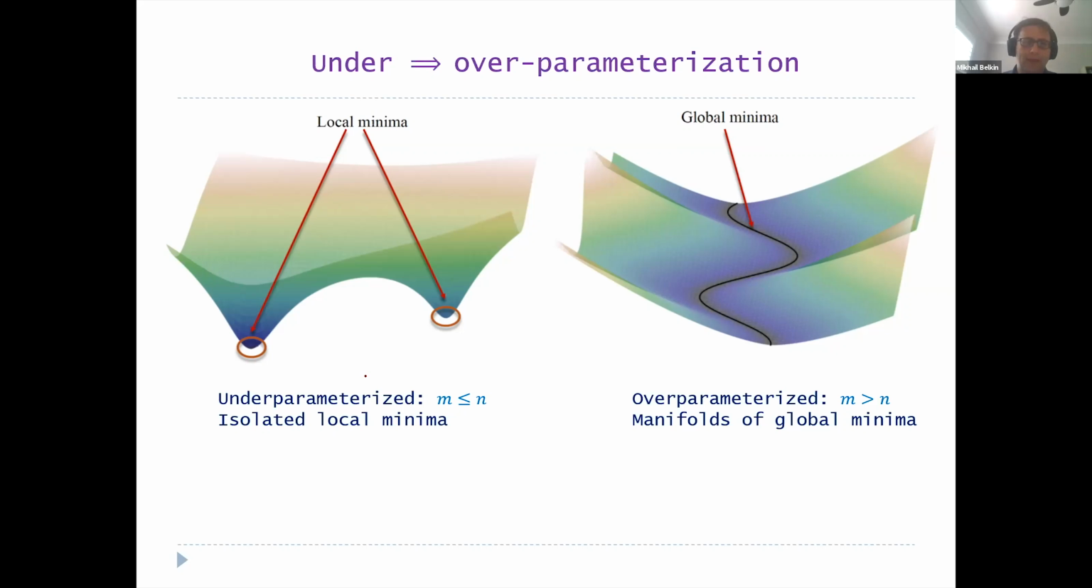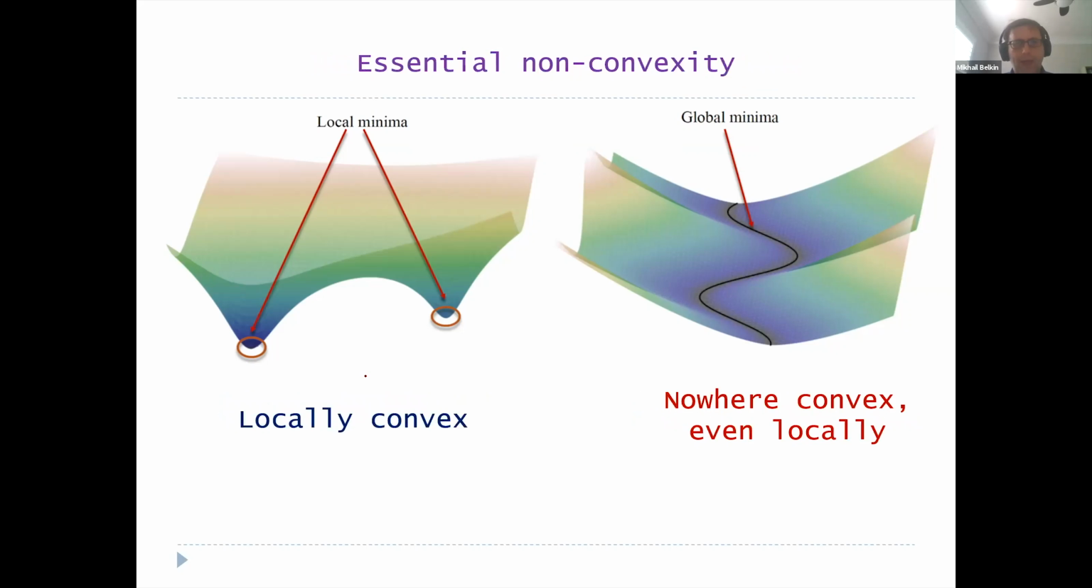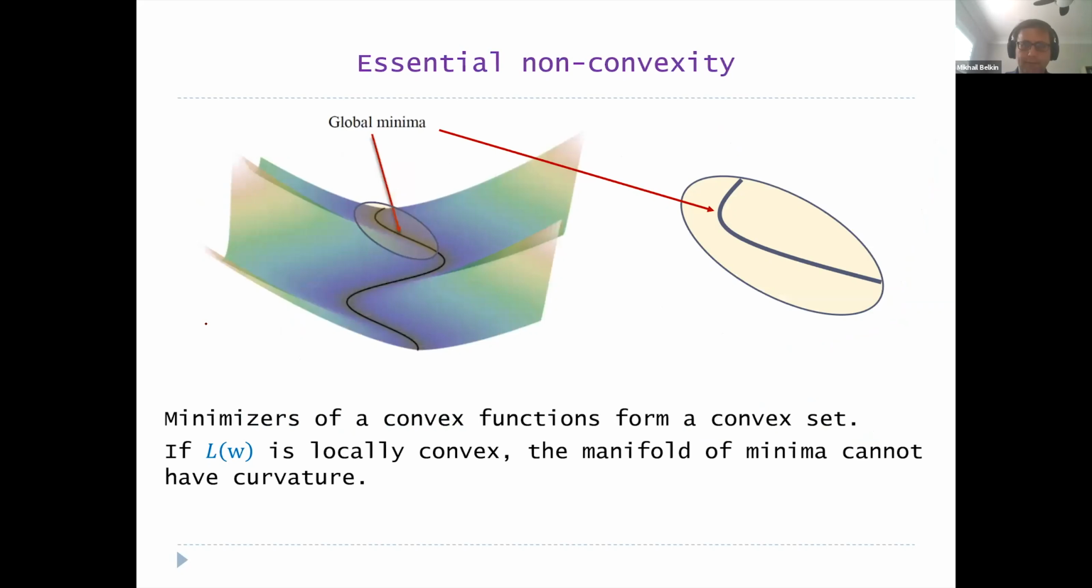If you look carefully, on the left that picture is still locally convex. What do I mean by locally convex? Around each minimum, in this kind of neighborhood, the function is convex. Of course, when you go wider, it's not convex anymore. On the right, this is not the case. The function is actually nowhere convex. Let me explain why. It's a really simple argument. Just look at a small neighborhood of one of these global minima at the bottom of the valley. Take some circle, some ball around it.